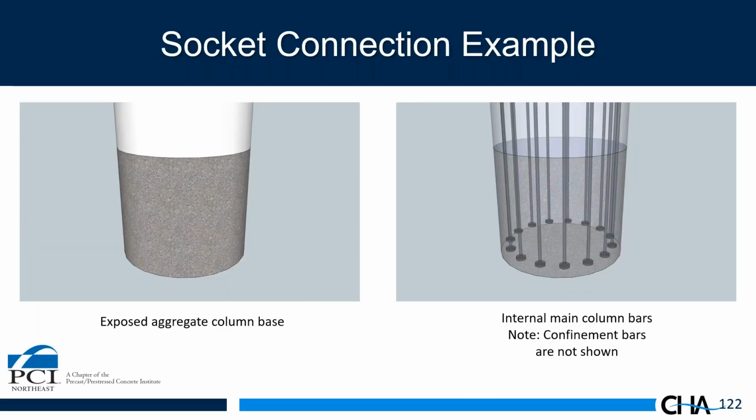Let's take a look at what it might look like if you built one of these. As I mentioned before, you could corrugate the end of the column, but you also could just go with exposed aggregate. The provisions in the guide spec cover both of these.